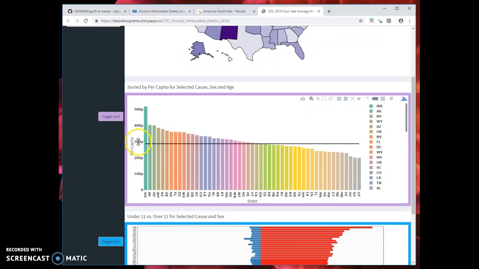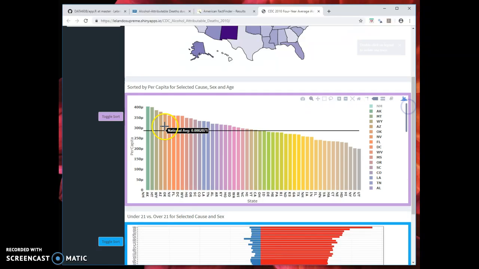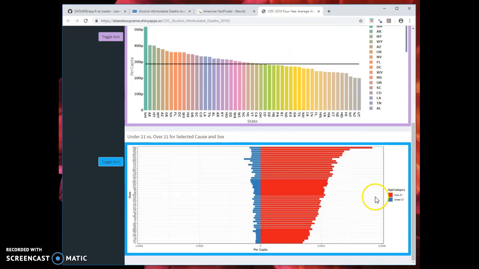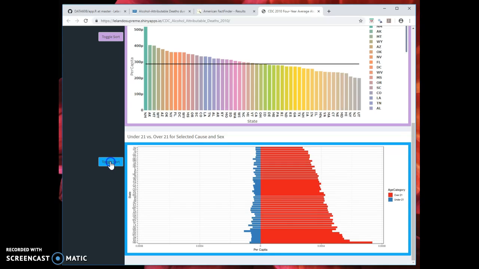Below, we have the per capita rates sorted in a bar chart. The line that's across it is a national average, so you can see who's above the national average and who's below the national average, as well as highest to lowest, which you can sort back and forth. Lastly, here's the thing that I told you looks sort of like a population pyramid. It shows under 21 and over 21 by state, sorted from the most prevalent to the least prevalent, or if you toggle the other way around.